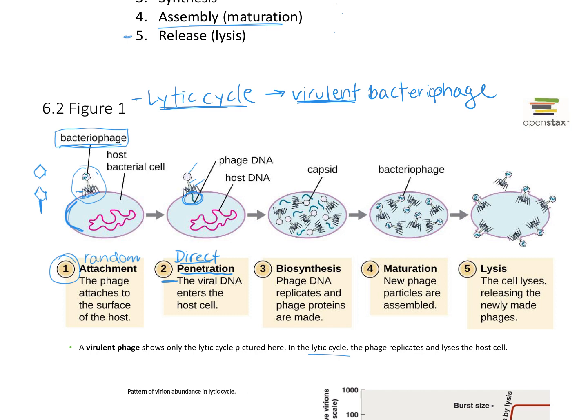It's like this tail spindle contracts, and it acts like a hypodermic needle or a syringe that shoots that nucleic acid, most often DNA for bacteriophage, into that host cell. This is not quite as simple as it sounds here for this penetration phase.